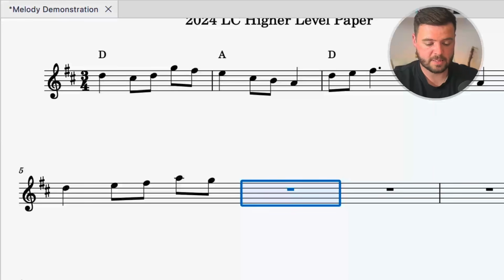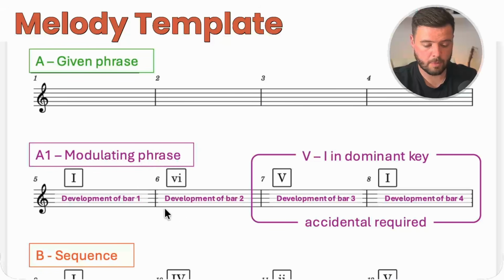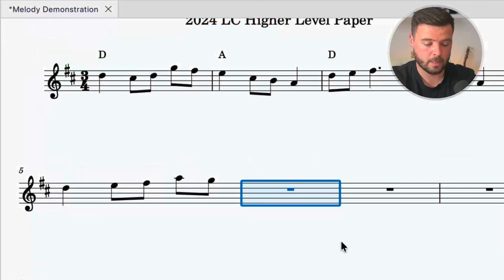But if I go back to my template really quickly, in bar 6 I want to go to the chord of 6. Now I have a very important reason why I get my students to use chord 6 in bar 6, but I'll come back to the theory of that in a second. For now, let's just go back and write in what it would mean to be chord 6 in this key, which is going to be B minor, because chord 6 in our key is B minor.